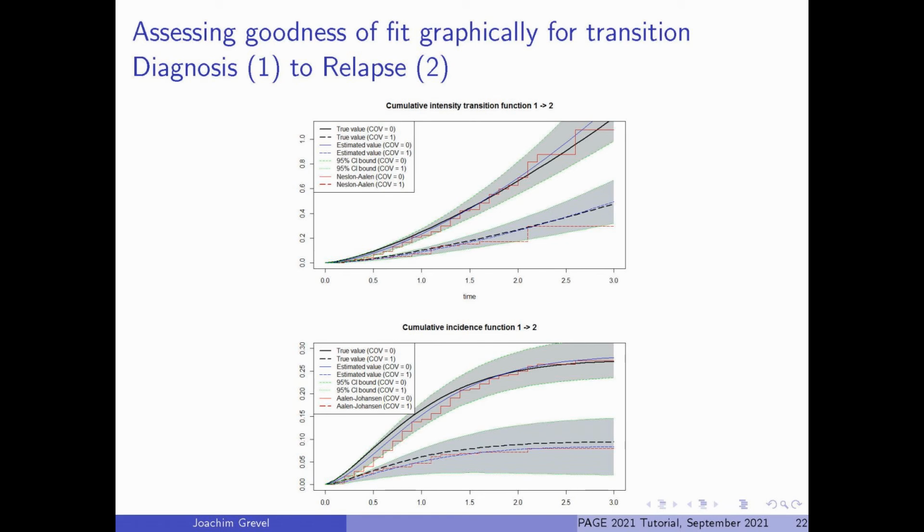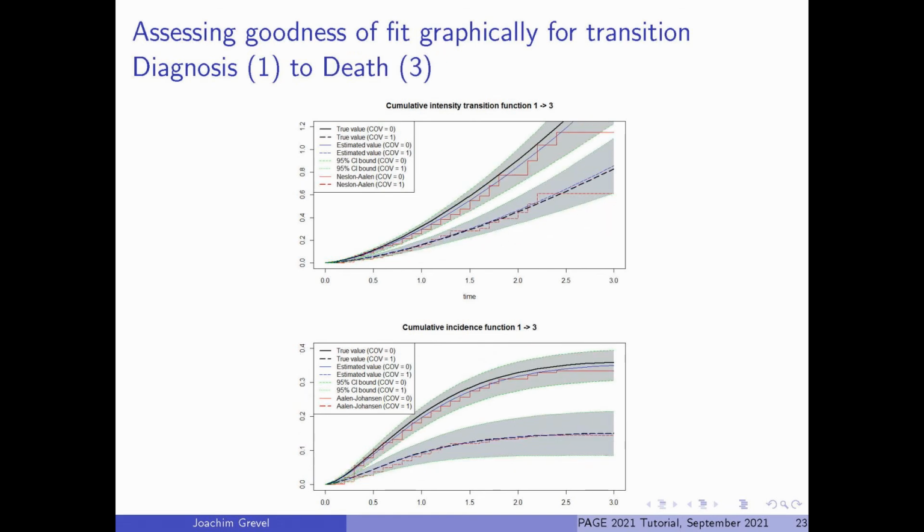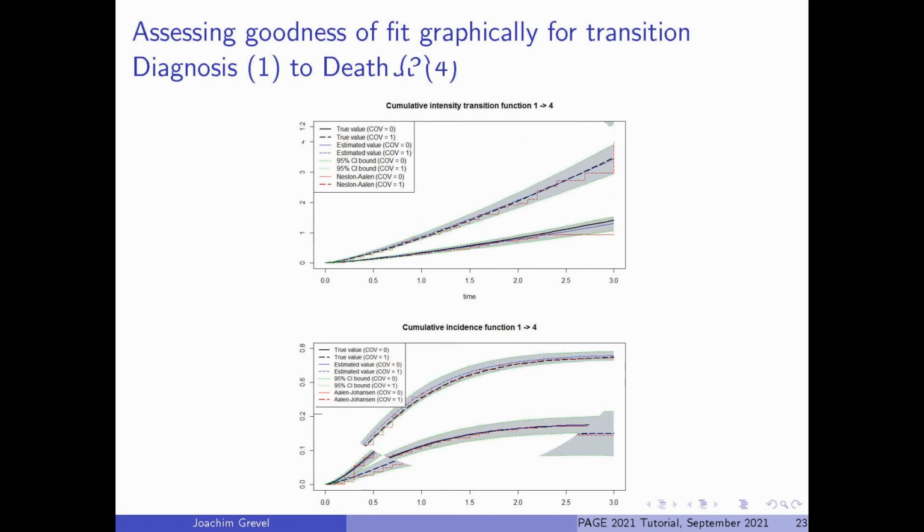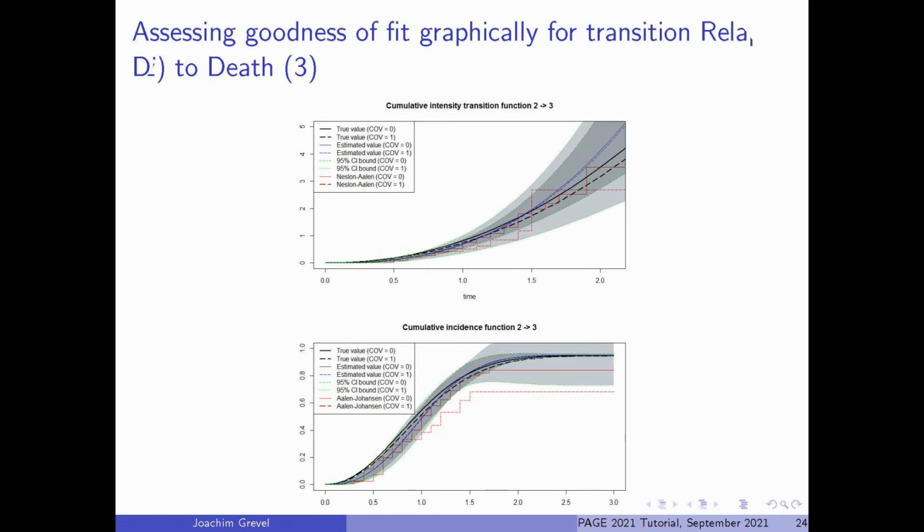Here on this slide, we see the transition from diagnosis to relapse. We see a clear separation between active treatment and placebo, and active treatment seems to slow down the progression to relapse. The same applies to the transition from diagnosis to death. Again, active treatment and placebo well separated, and active treatment slowing down the transition to death. Very prominent is the transition from diagnosis to dropout. It is reversed. Active treatment is accelerating transition to dropout, and the active treatment and placebo again well separated.